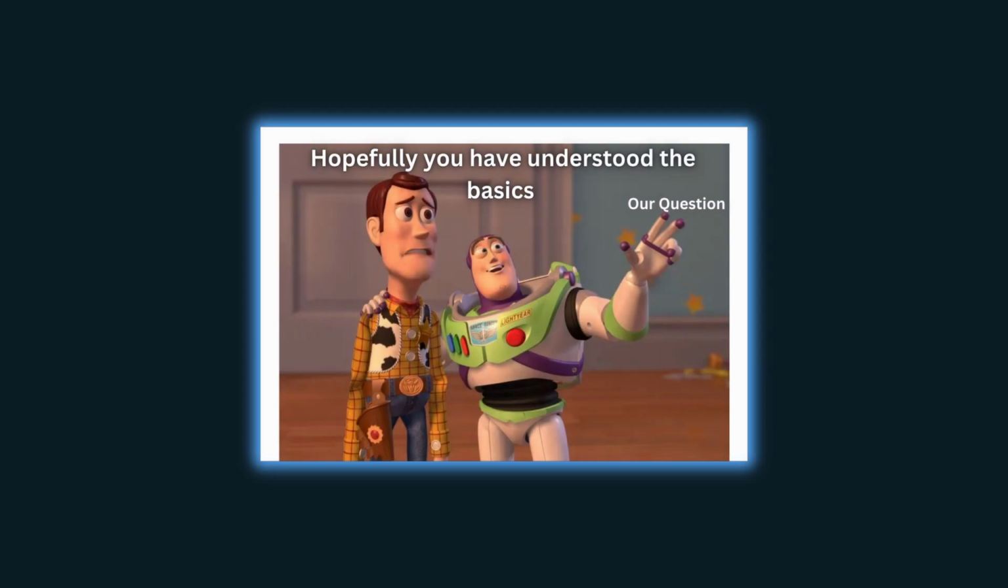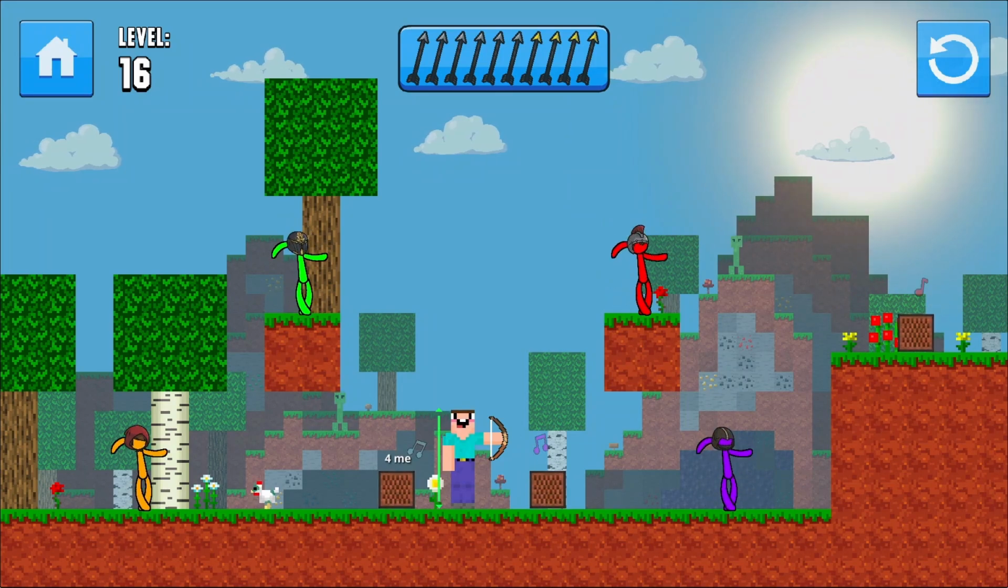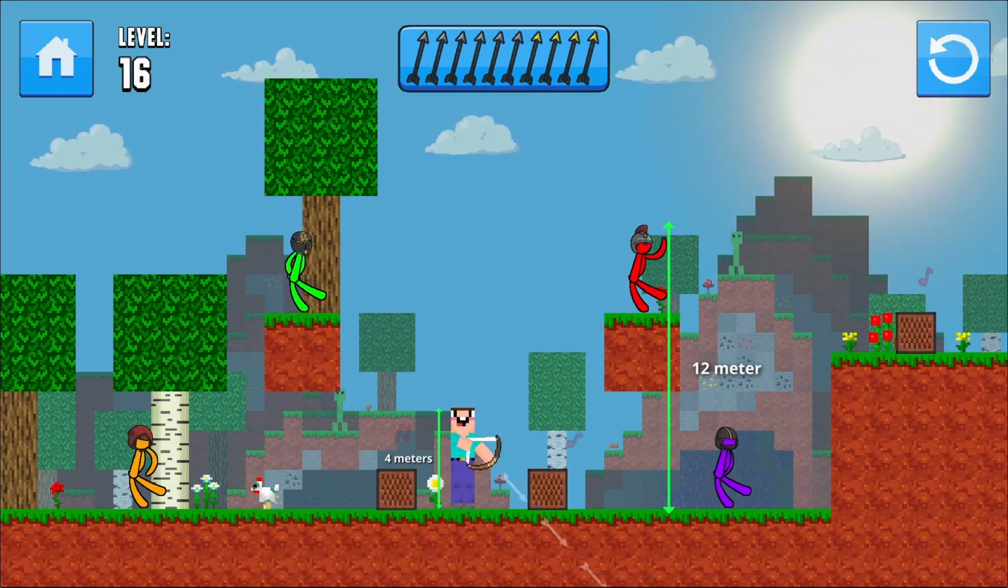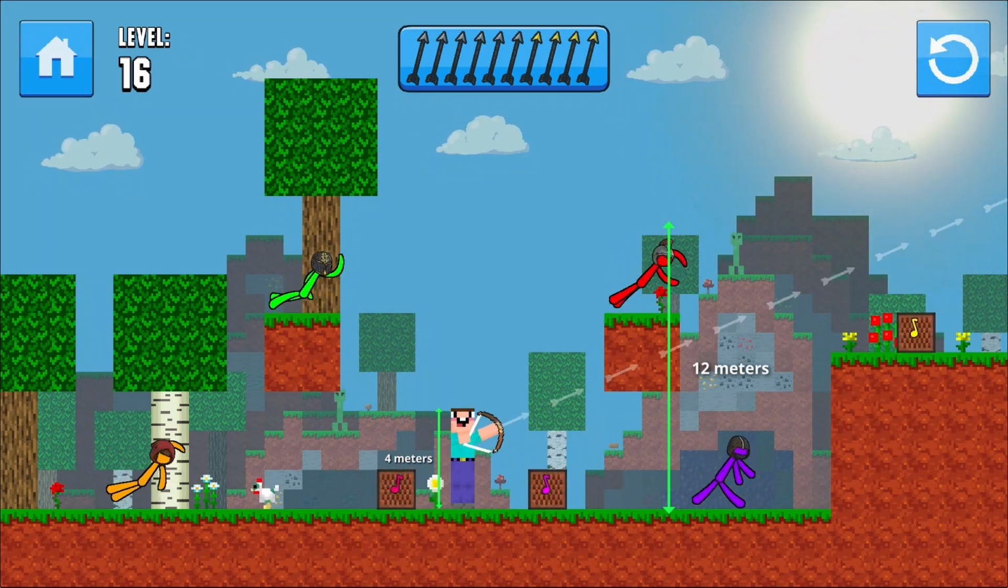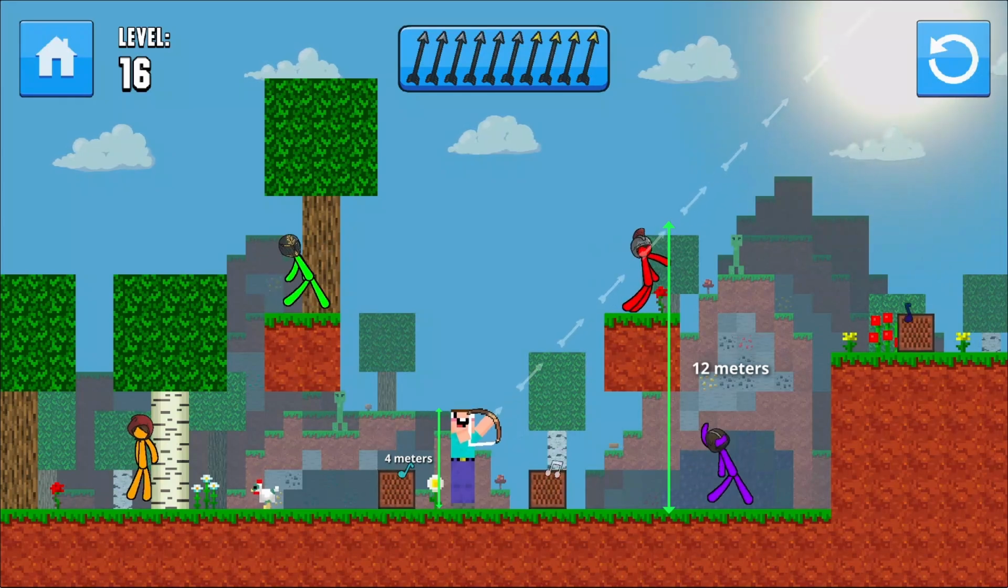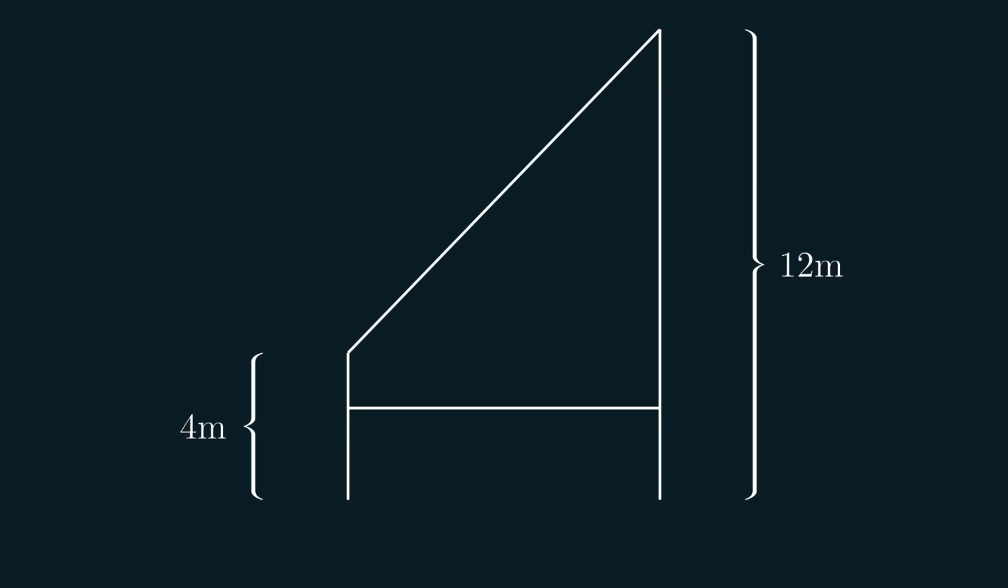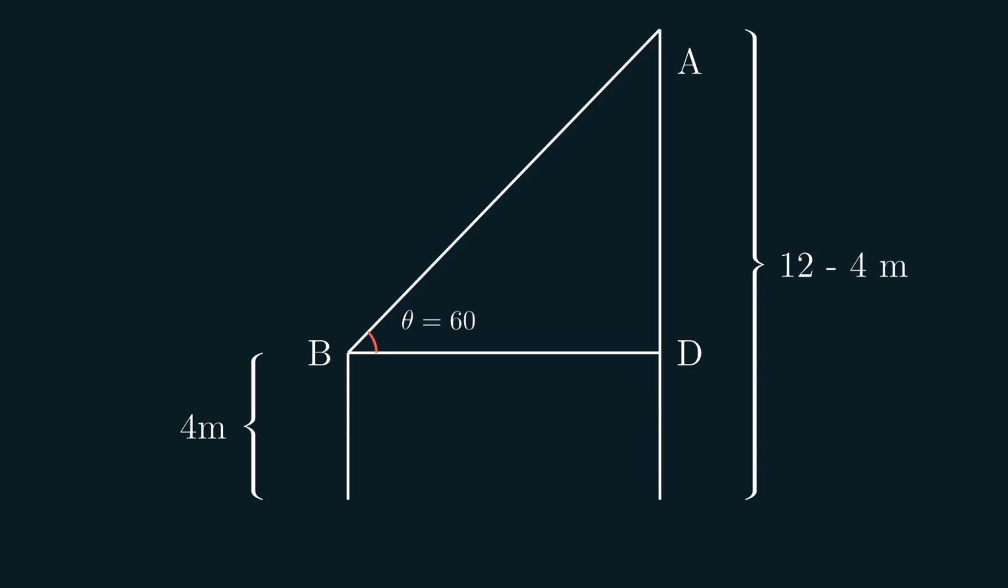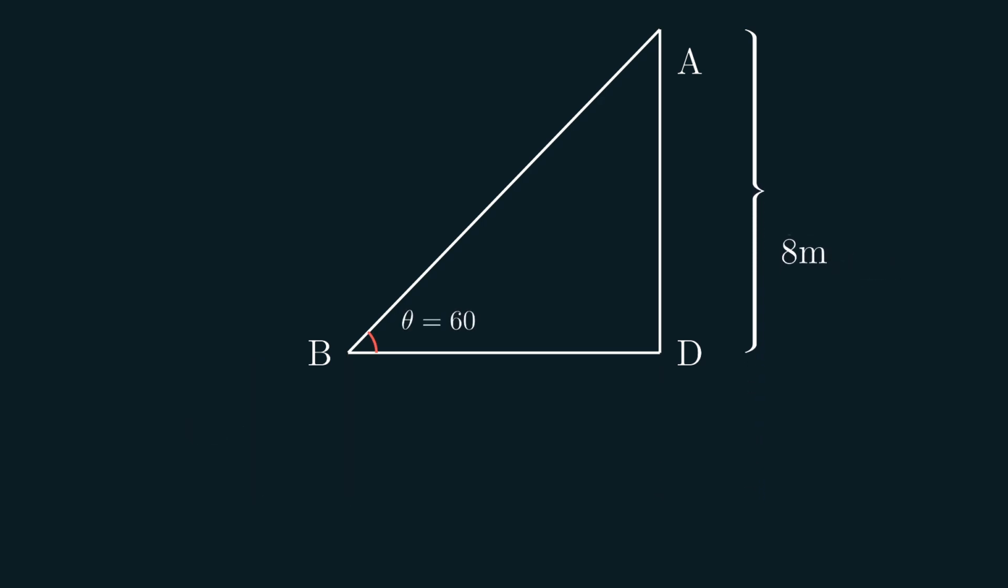Let's come to our first question now about calculating the distance. Here, our height is 4 meters and the enemy's height is 12 meters. We have held our bow upwards at an angle of 60 degrees. Here we got a triangle. Let's call it BAD. Bad because it's not good to hit someone, right? Here angle BAD, that is theta, is 60 degrees. AD will be 12 minus 4, that is 8 meters. We wish to know the length of BD.